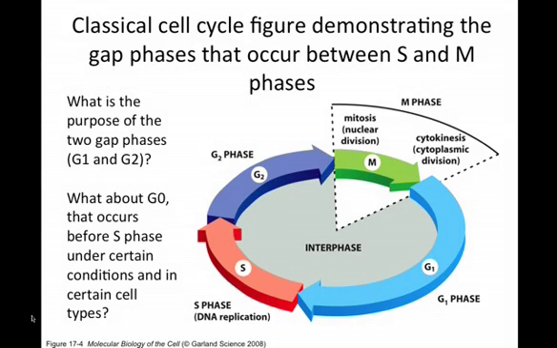Yep. I thought G0 was for some kind of cells like neurons or muscle cells that don't replicate. Yeah, so cells that don't replicate are permanently in G0. What else? Any other information?